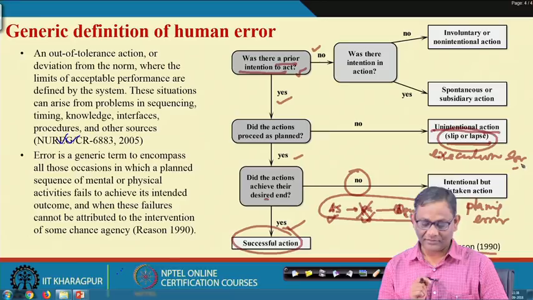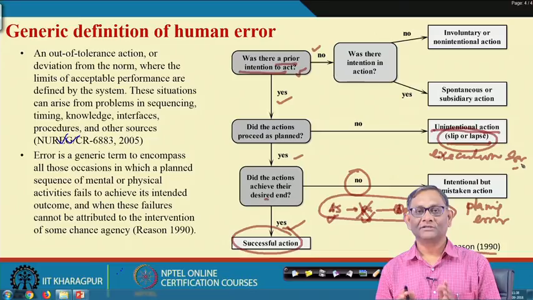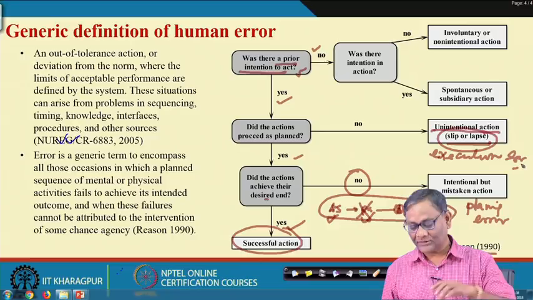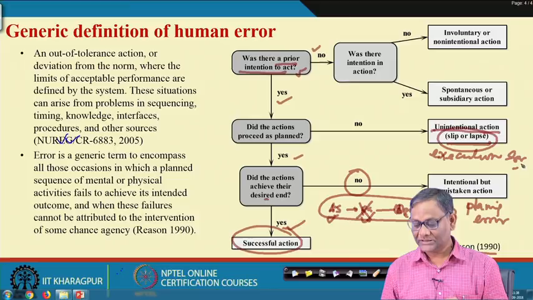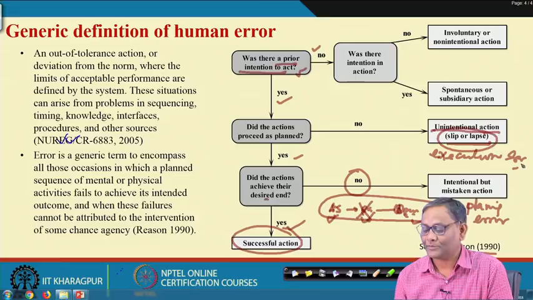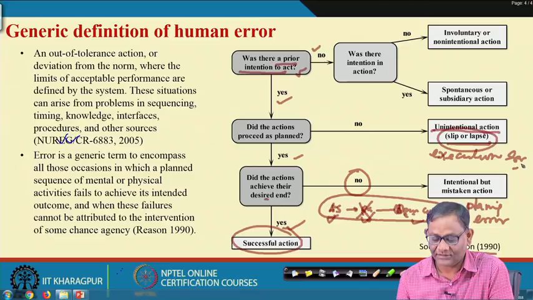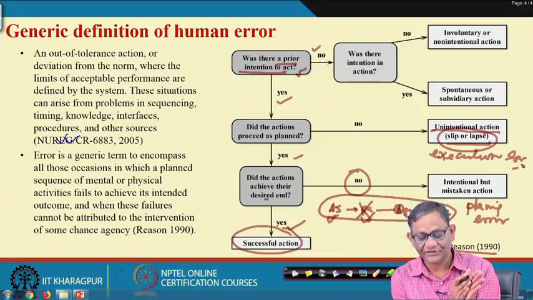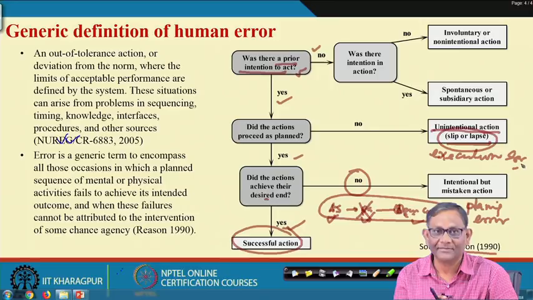Okay, so I hope you got some idea, because from the reasons classification point of view, there are slips and lapses, and then mistakes, and then violations. So how do you understand which one is a slip, which one is a lapse, and which one is a mistake? Which one is a violation is easy to understand, and what is a correct action is also easy to understand. So in between successful action and violation, there are errors in terms of slip or lapse, or in terms of mistake.